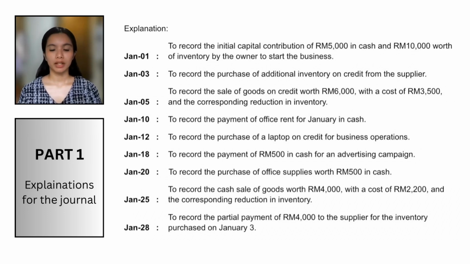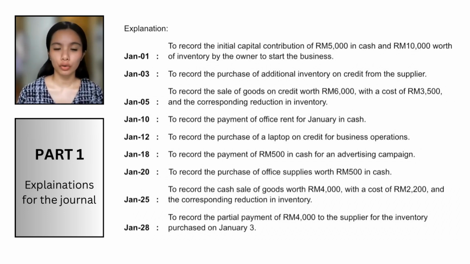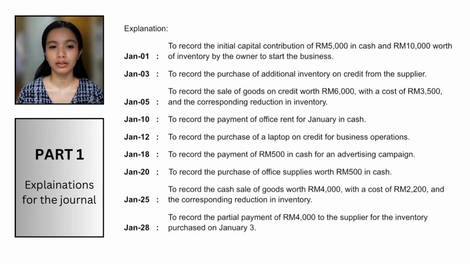Let's move on to the explanation. Basically, 1st of January, to record the initial capital contribution of 5,000 in cash and 10,000 ringgit worth of inventory by the owner to start the business. On January 3rd, to record the purchase of additional inventory on credit from the supplier. On January 5th, to record the sales of goods on credit worth 6,000 ringgit with a cost of 3,500 and the corresponding reduction in inventory.